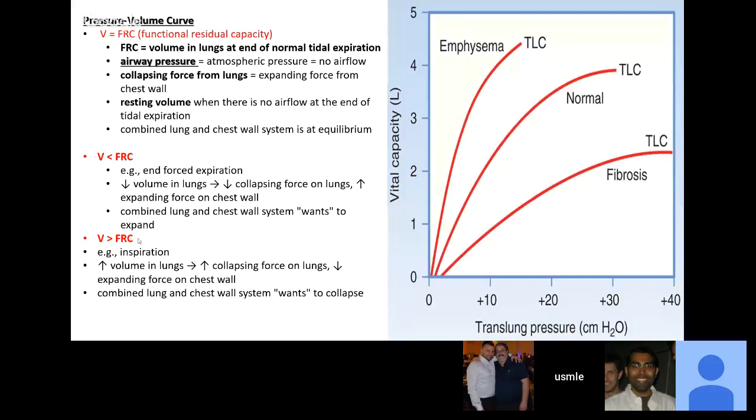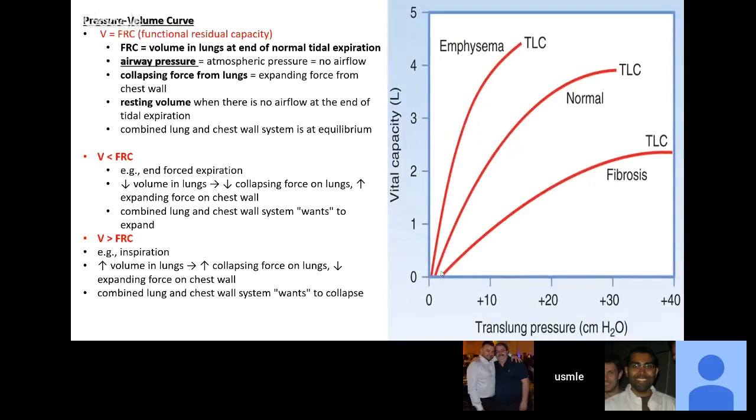Now, if volume is more than the functional residual capacity, that is inspiration, meaning you bring air inside. The barometric pressure will be, remember, more. So the volume is going to be increased in that situation. All the forces of the lung are going to increase, which decreases the expansion force of the chest wall. Remember, there's a limitation to it, and that means that the chest wall and the lung want to collapse, but because you have volume, that doesn't allow them to collapse. So how is all this going to look on the graph?